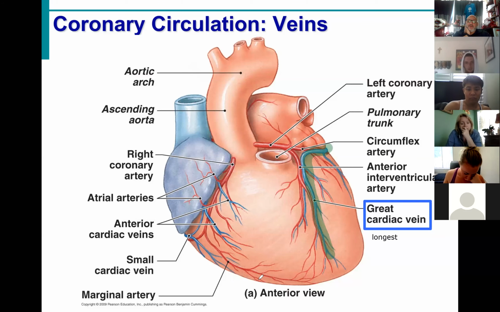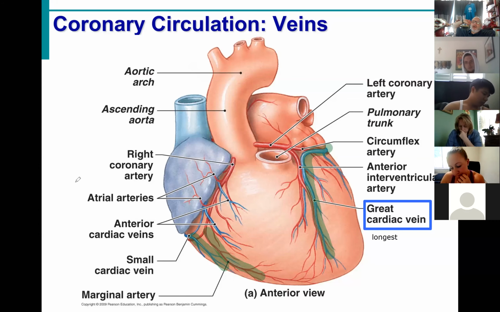Now notice, remember, over here we had a marginal artery, and right next to it, we have the small cardiac vein. This illustration, and again, remember, this isn't 100% what it looks like. This is an artistic representation of what it looks like. Often these are side by side, right on top of each other on that lateral aspect.